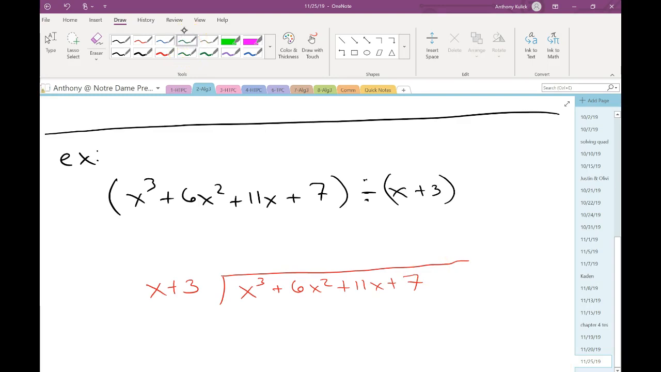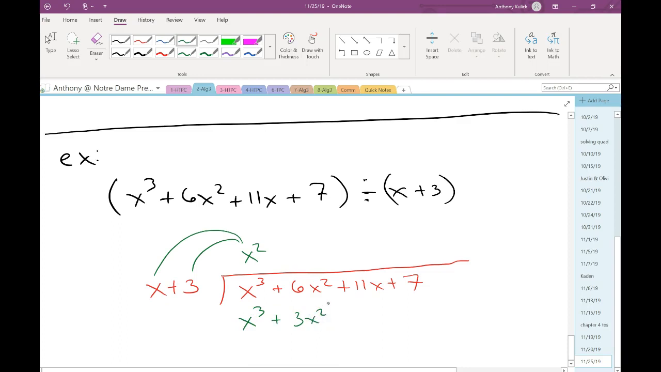Everybody so far so good? Okay. Here's the nice part about polynomial division. All we care about are the leading terms. So I'm just going to ask, what times x gives me x cubed? X squared. Everybody agree with that? Okay. So I'll write an x squared here, and I'm going to multiply it to both parts of the divisor.